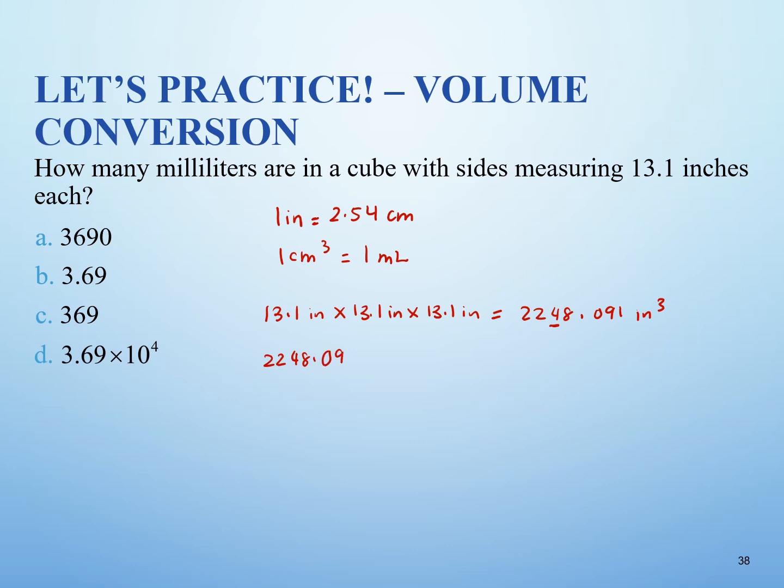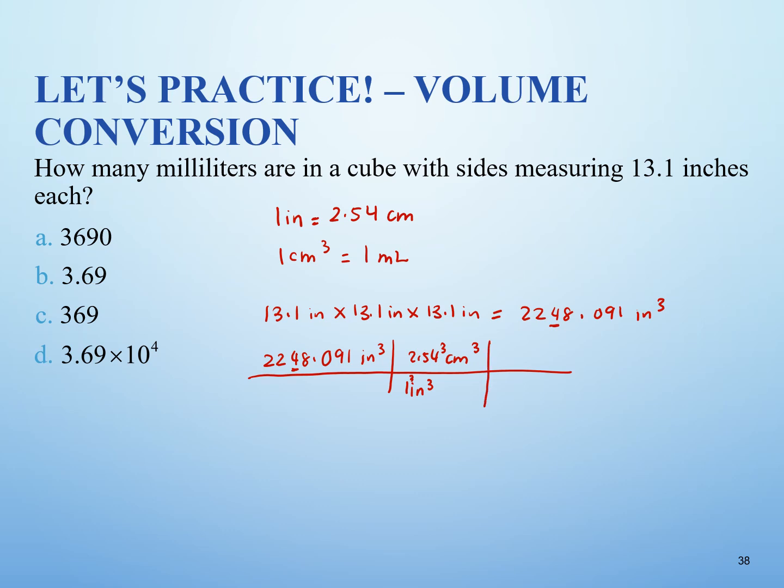2248.091 inch cubed. And then we're going to convert. Remember, we're keeping 3 sig figs, so underline that number. 1 inch is to 2.54 centimeters. Since I'm cubing this and cubing that, I have to cube that too. And 1 cubed is still just 1, so it doesn't really matter. So it's 2.54 cubed.